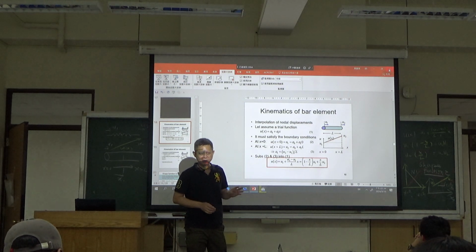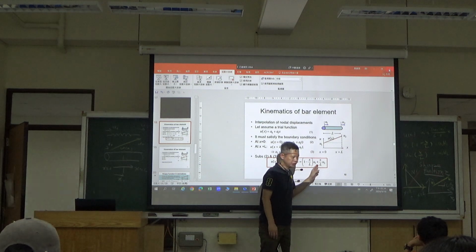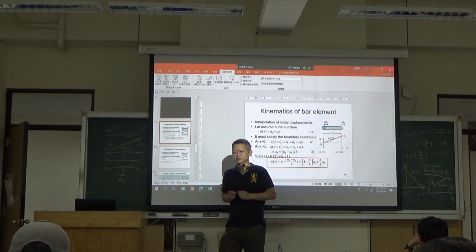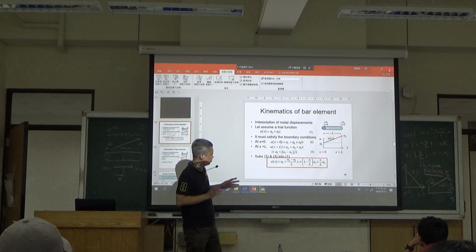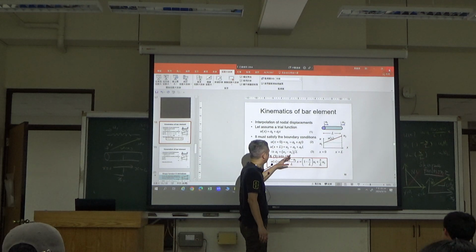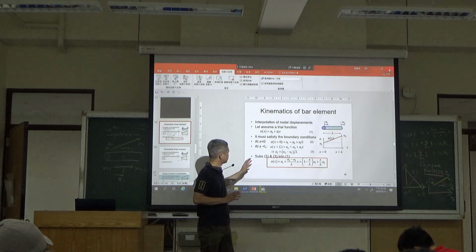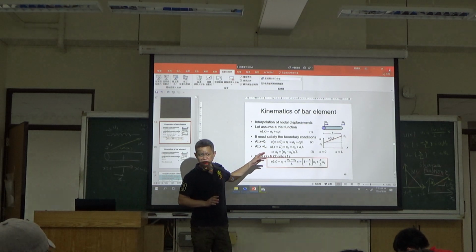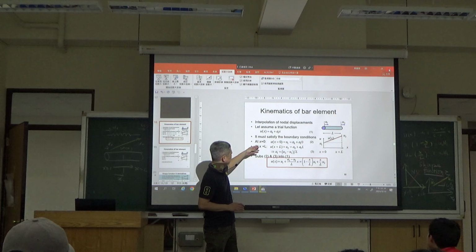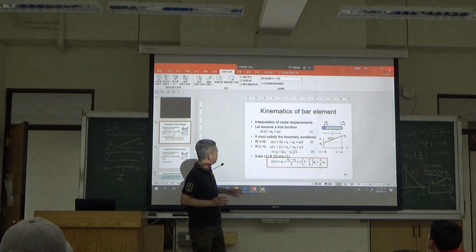What is common and not changing is the shape function. What is changing is the nodal displacement. Okay? So in that way, we don't worry about this interpolation anymore. So if you go back, you can do this by solving the boundary condition.